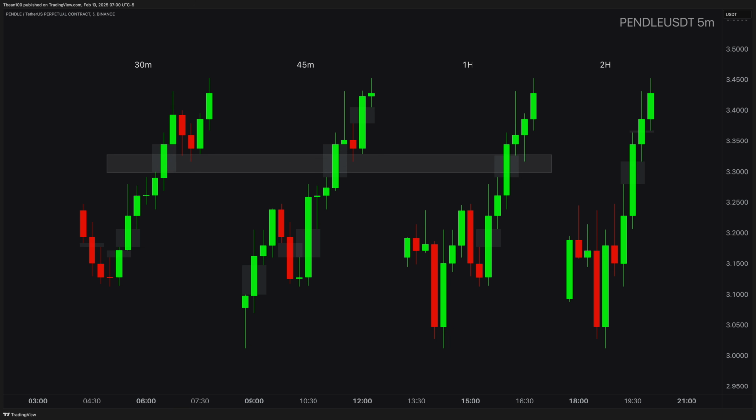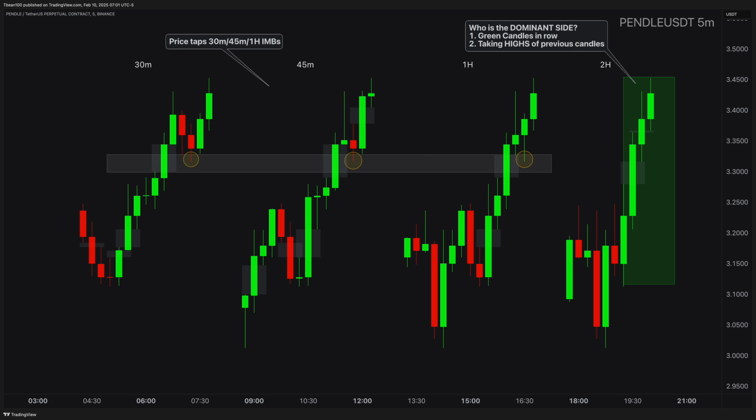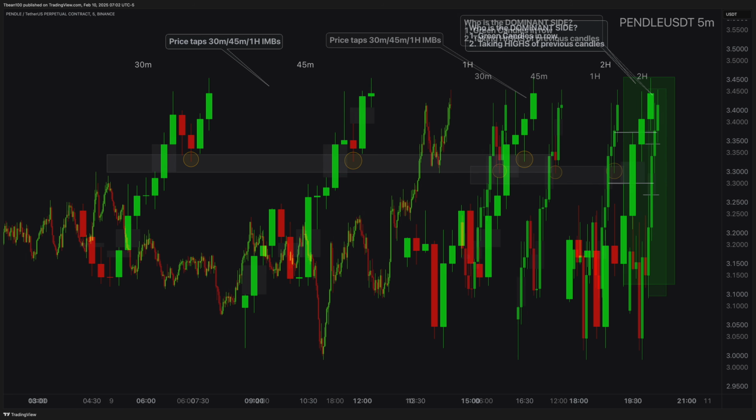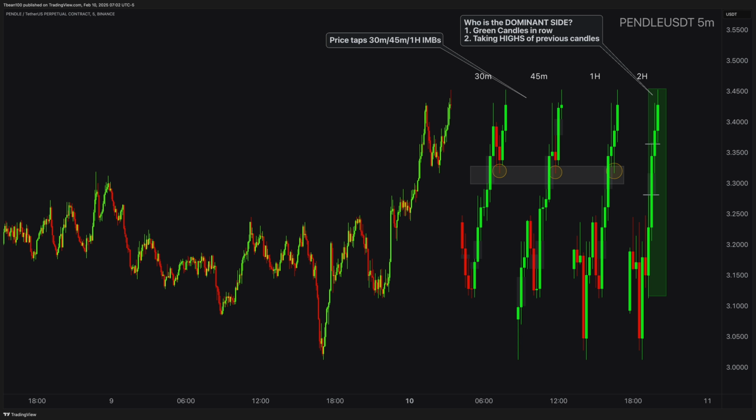First of all, notice how the price taps multiple imbalances at once, the 30 minutes, 45 minutes, and the 1 hour price locations. Also, if you check out the 2 hours chart, you'll notice the dominance of the buyers. Solid, big, green candles in a row also keep taking the previous highs to push the price up. Now, if we open again our low time frames on the left side, such as the 5 minutes time frame in this case, you can clearly see the price action combined with high and low time frames together.